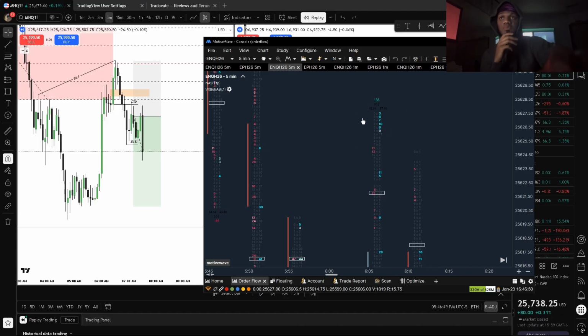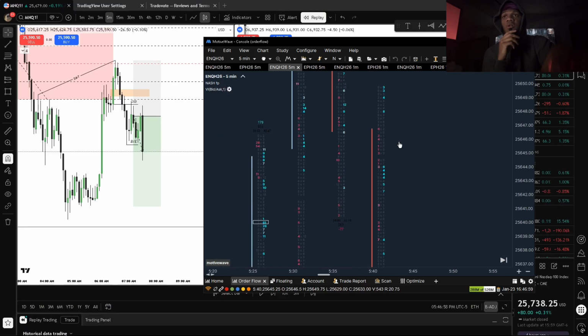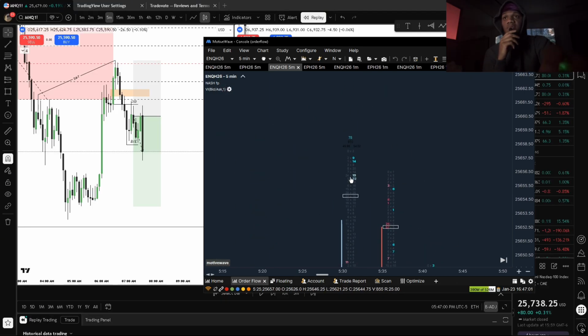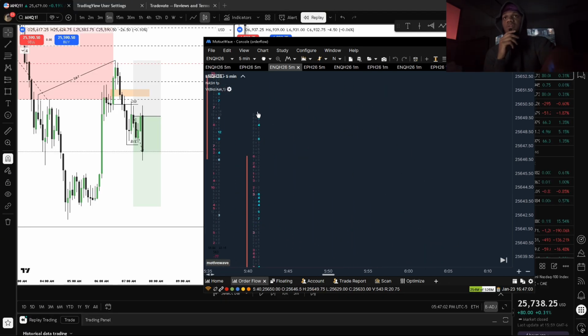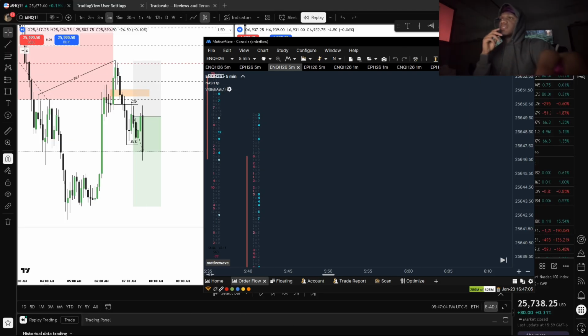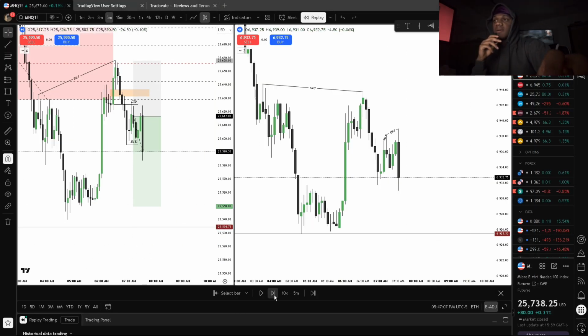This is the best way to spot absorption whenever there's a lot of contracts being dealt at the top of the wick, right? This is the best way to tell there's some absorption going on, right? And you can see at the top there was some absorption right there, some absorption right here in this candle, boom, right? So that was an amazing entry right there, and I'm still holding my stop, still holding my stop.